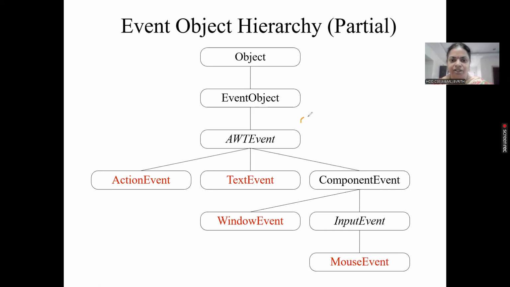So we can say it as Abstract Window Toolkit. From this, a lot of events are derived: the action event, text event, and component event. From the component event, some classes are derived, such as the window event and input event. From the input event, a class is derived as the mouse event class. These are only sample classes. There are a lot of event classes derived from the AWT event, and we can use them to handle different types of events on our controls.